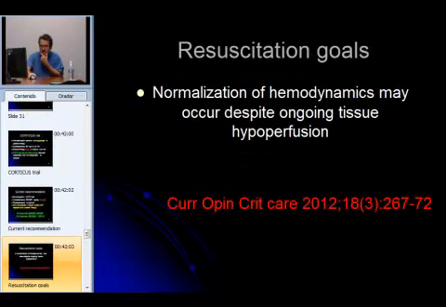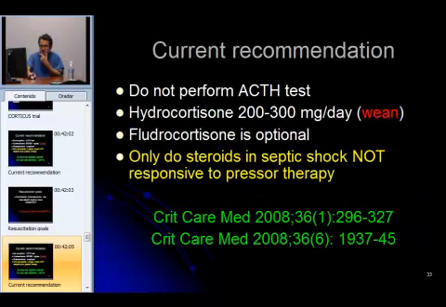I just skipped a couple of slides there just because of time, but you don't need to do an ACTH stim test. You don't have to do that in sepsis to see if they need steroids or not. The steroid you're going to give them is hydrocortisone, not betamethasone, not dexamethasone, not methylprednisolone, not triamcinolone. It's got to be hydrocortisone. That's where the data comes from.